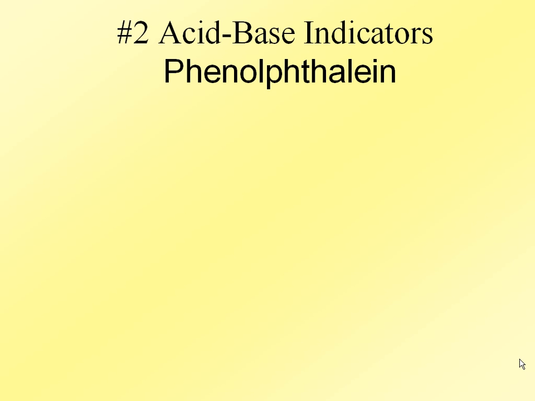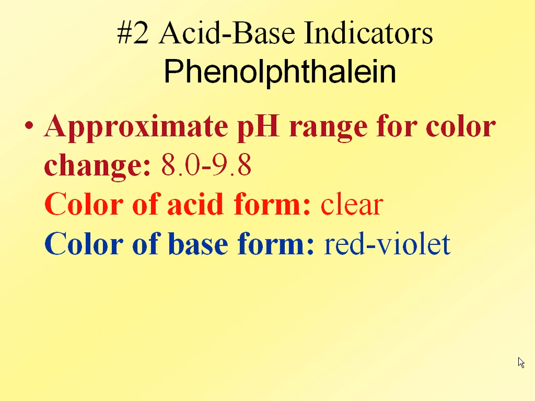Acid-base indicators, and specifically phenolphthalein. Phenolphthalein has an approximate pH range for color change of 8.0 to 9.8. The color of the acid form will be clear, and in the base form it will be red or violet.